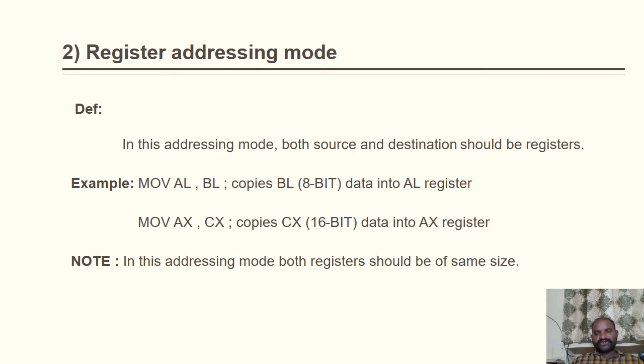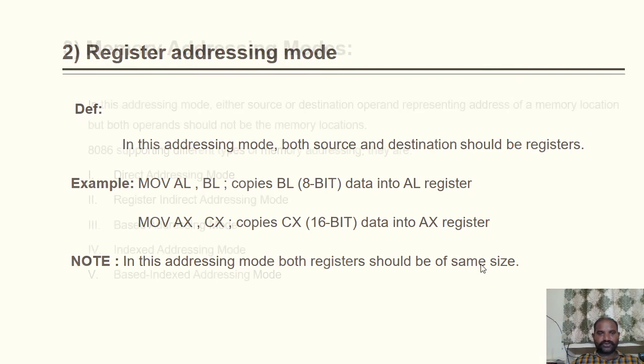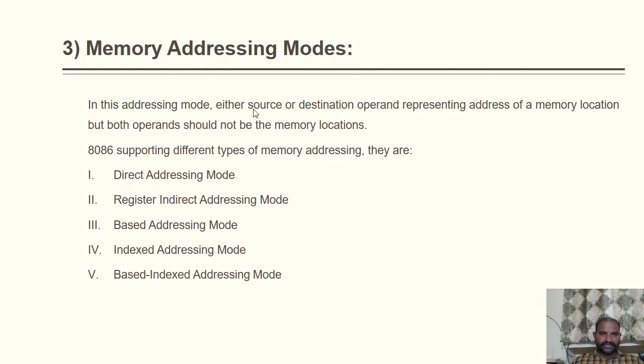Register addressing mode means both operands should be registers, both should be of the same size, and they should not both be segment registers. If you want to copy one segment register's content into another, it should be done via the accumulator. So the next case is the memory addressing mode. What exactly is the memory addressing mode?